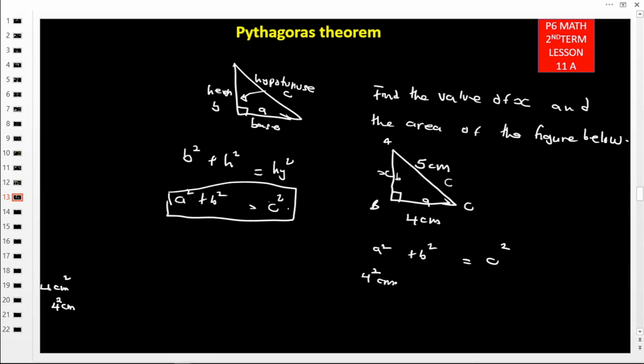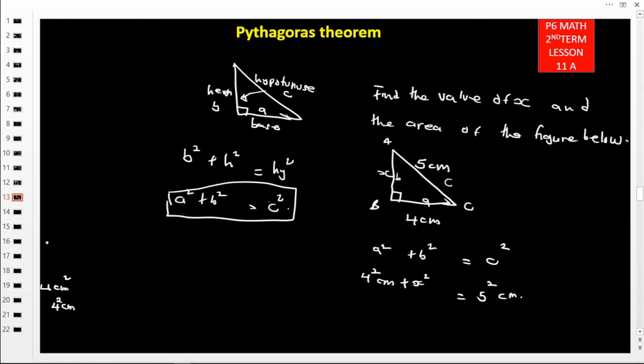So 4 squared, then plus our b. What is the b? It is now the x, which we don't know, squared, is equal to our c. What is c? It is 5, and we square c, 5 squared centimeters. So 4 squared means 4 times 4, right?